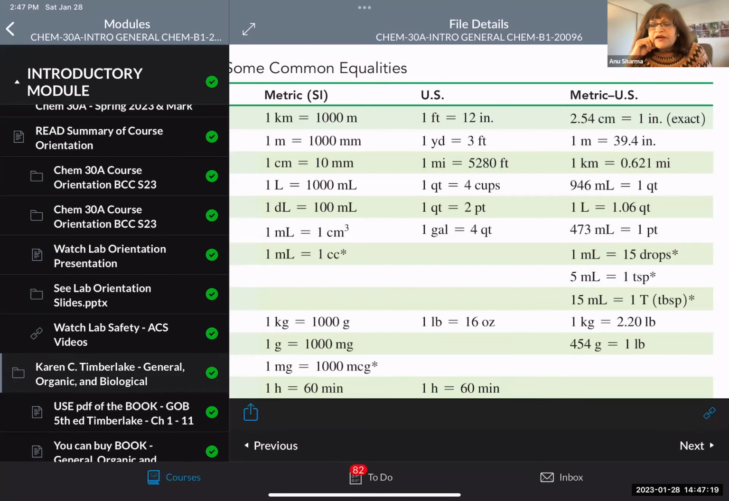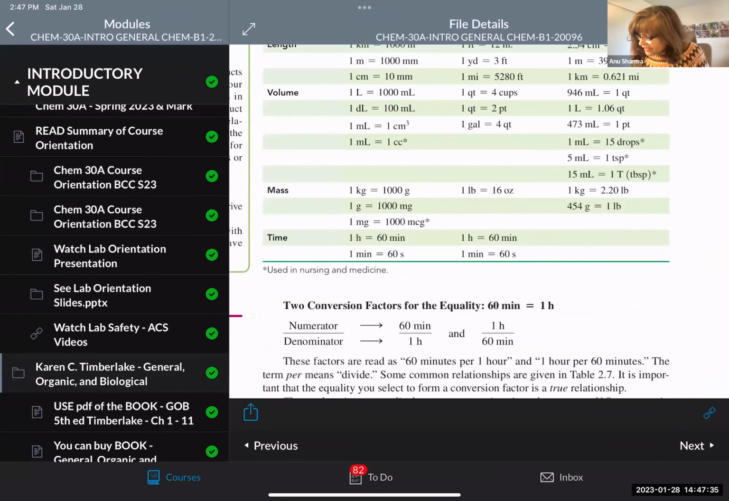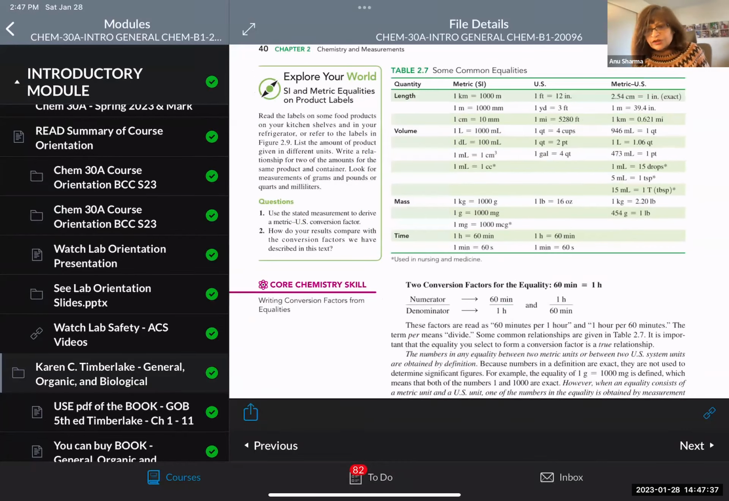And then 1 meter is 39.4 inches, 1 kilometer is 0.621 miles, all those equalities. So you will be using these tables as a reference to do the problems, the conversions from one unit to another unit. All right. So now let's look at these problems, writing the conversion factor.